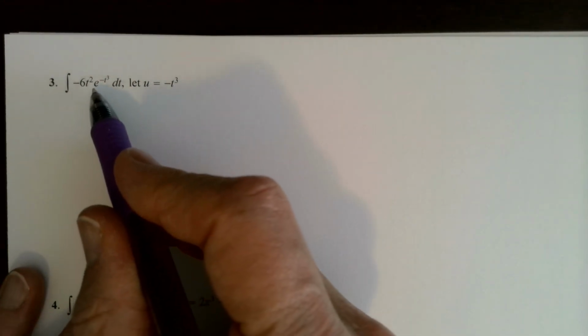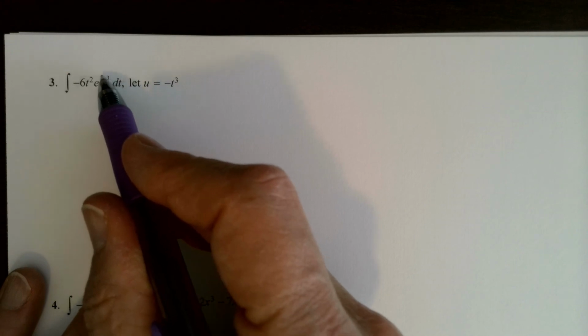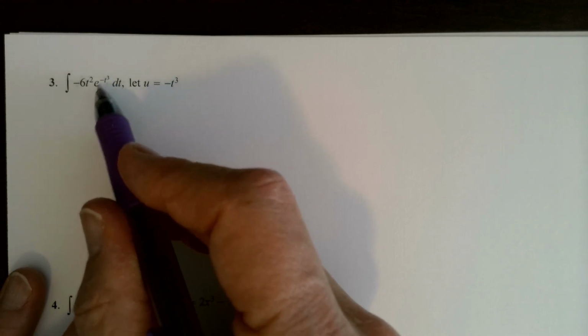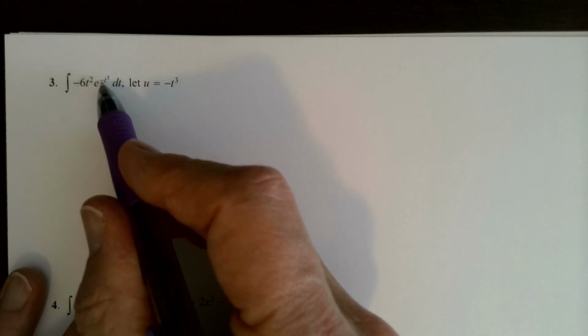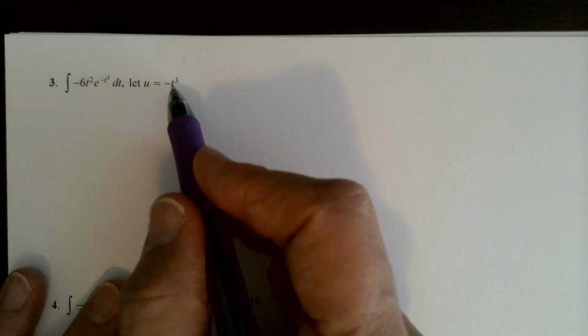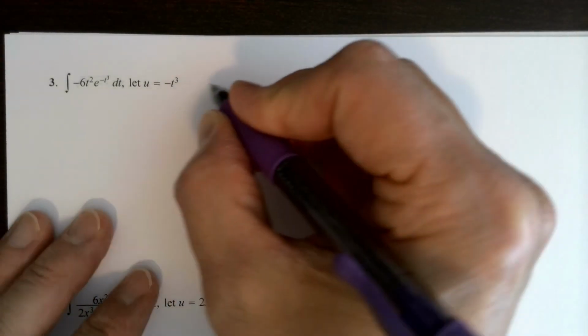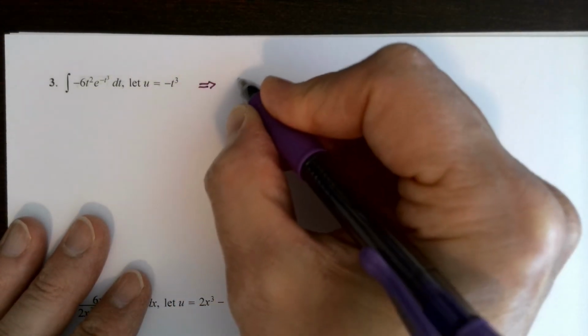Okay, so here we've got negative 6t squared times e to the negative t cubed. Notice the outer function, we have a composition right here. The outer function is e to the u, where the inner function u is negative t cubed. So that's why I'm letting u be negative t cubed. All right. So if u is equal to negative t cubed, let's take the derivative.